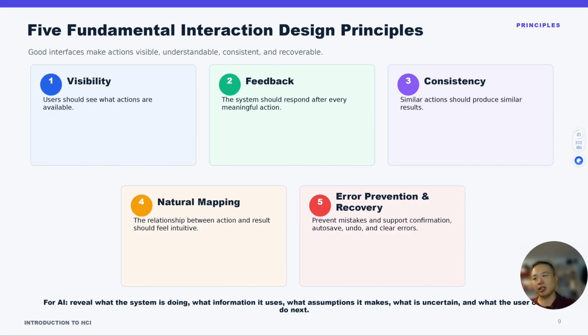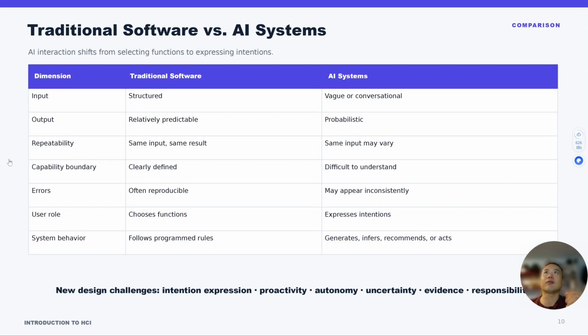For AI design, if you design an AI product, review what the system is doing, what information it uses, what assumptions it takes, what is uncertain, and what the user is going to do next. Traditional software versus AI systems: interaction shifts from selecting functions to expressing intentions.